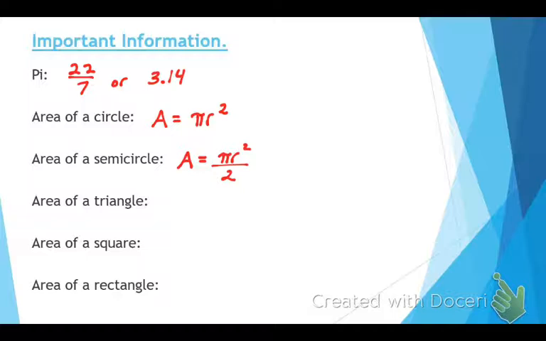Area of a triangle, A equals 1/2 times base times height. Area of a square, anyone remember that one? S squared. And the last one, the area of a rectangle is? A equals length times width. Very good. So remember, please study this, review them, go over this so that you know these really well for your quiz on Monday.